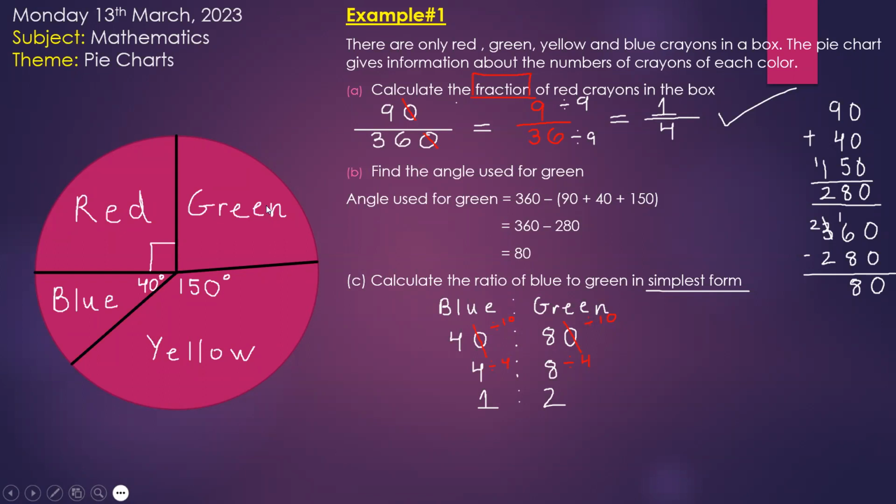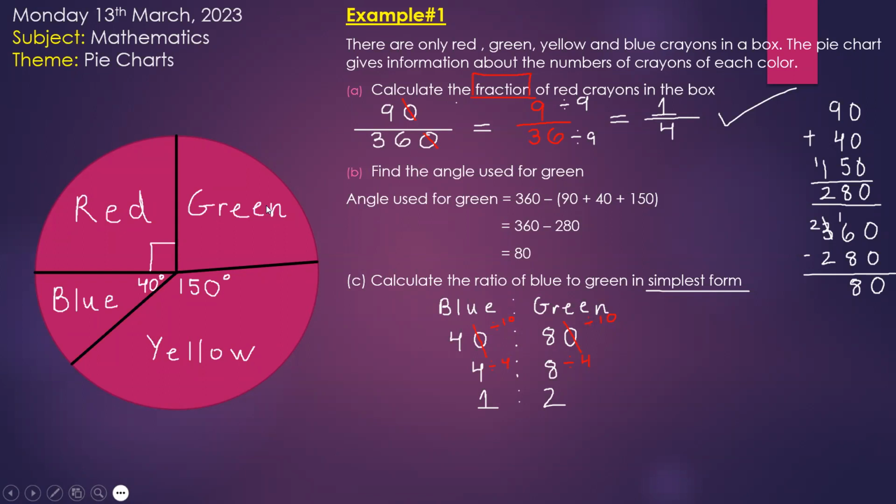Start by reading the question. Okay. It says there are only red, green, yellow, and blue crayons in a box. The pie chart gives information about the number of crayons of each color. Calculate the fraction of red crayons in a box. I can't see because I'm on my phone.